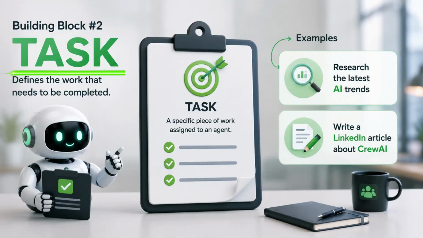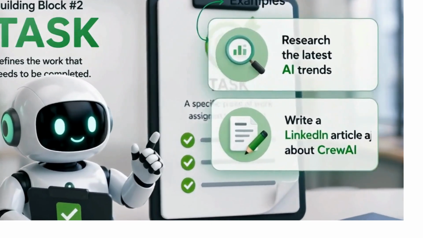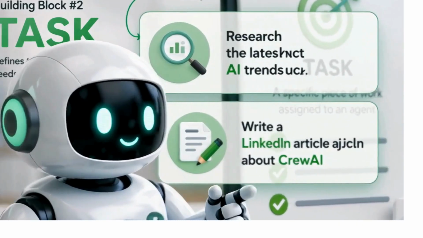The second building block is a task. A task defines the work that needs to be completed. For example, research the latest AI trends or write a LinkedIn article about CrewAI. Now your agent is assigned the specific research task to be done.